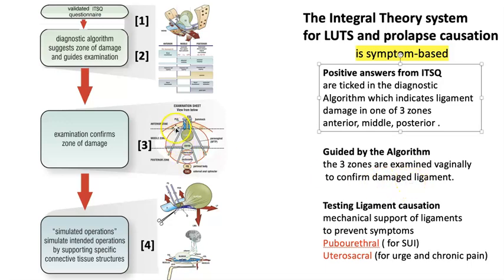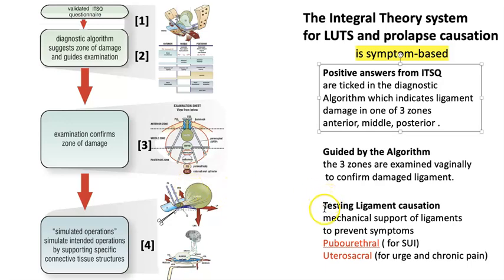So the anterior, middle, posterior zones are a little bit different from the compartments. The anterior zone goes from the meatus here to the bladder neck, and it has 2 main ligaments, the pubourethral and the external ligament, anterior to the meatus. The middle zone goes from bladder neck to the cervix, and it has 2 main ligaments, cardinal laterally, and the ATFP. And the posterior zone goes from the cervix to the perineal body, and it has 2 main ligaments, the uterosacral and perineal body.